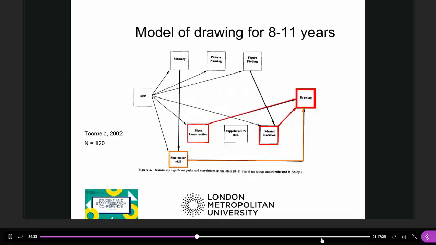Now, if we go a little bit further in age and we have 8 to 11-year-olds, this picture has changed. And you still have block construction and mental construction as a predictor for drawing. But now there's a new kid in town, and that's fine motor skills. So you have fine motor skills instead of age as a direct predictor in drawing.